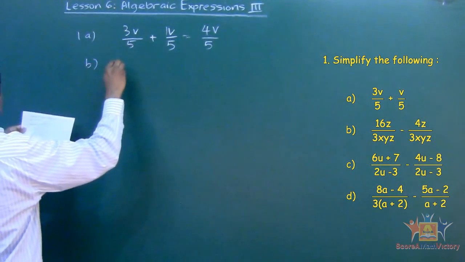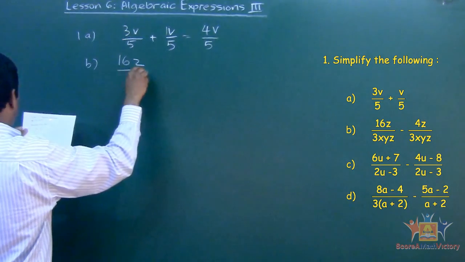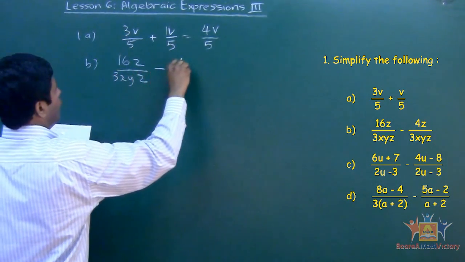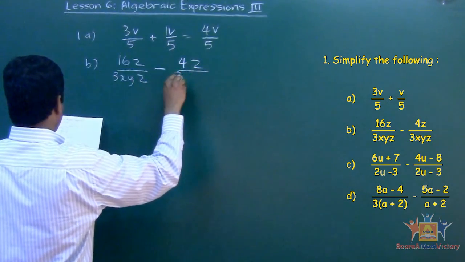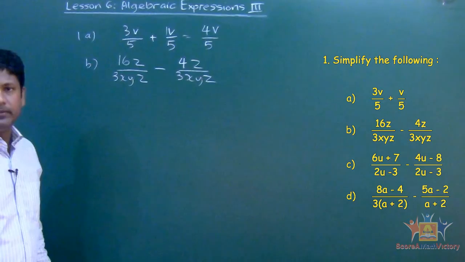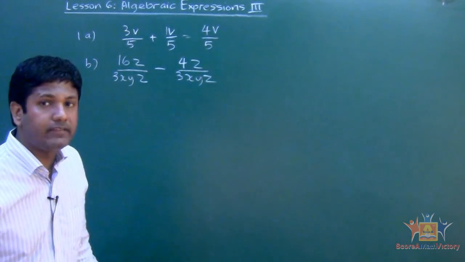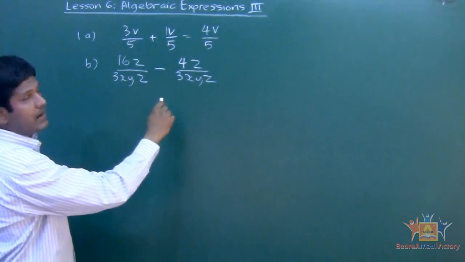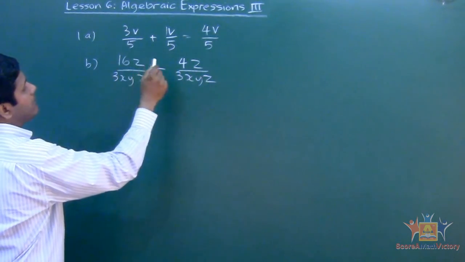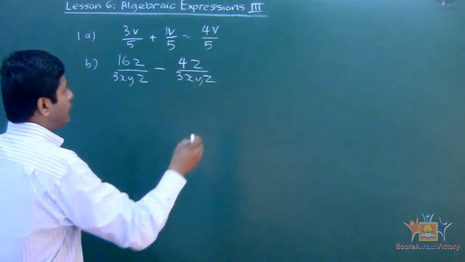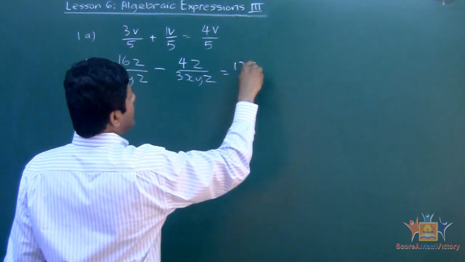Now B, you're given 16z over 3xyz minus 4z over 3xyz. Can I subtract them? Definitely yes. Why is that? Because they both are 3xyz. Common denominator. That means I can take 16z minus 4z. 16 minus 4 gives me 12, so it will be 12z. Alright? So 12z over 3xyz.